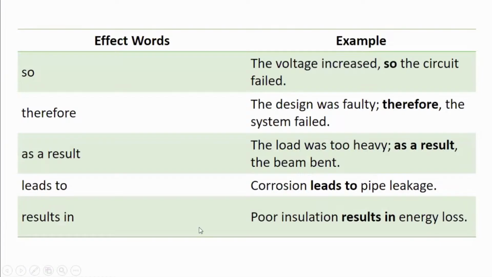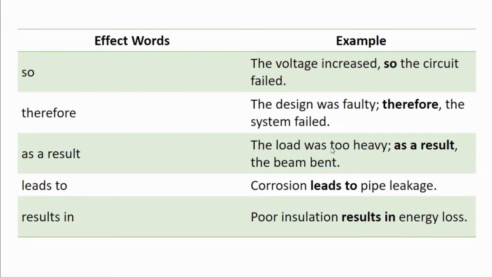The voltage increased so the circuit failed. Design was faulty, therefore the system failed. The load was too heavy, as a result the beam bent. Corrosion leads to pipe leakage. Poor insulation results in energy loss.